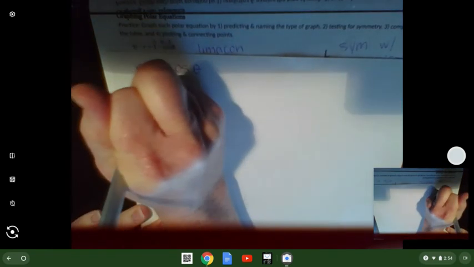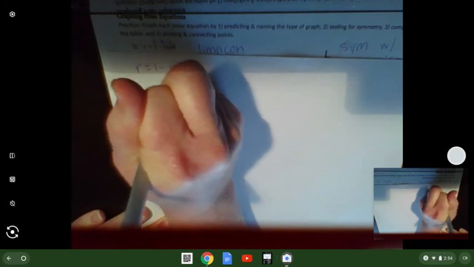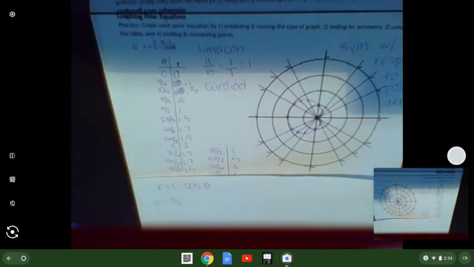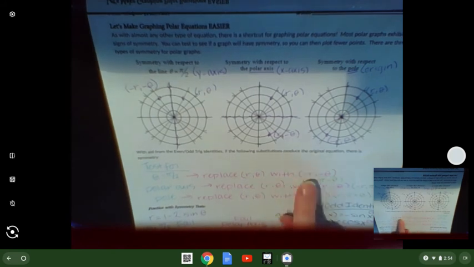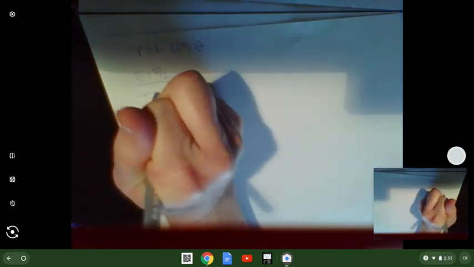So first symmetry test, theta equals pi over 2. Now again, we already know that we should fail this one. We better fail this one because we don't have it. Pretend for a moment that we've never seen this graph. So the symmetry test for theta equals pi over 2: we're going to replace r, theta with negative r, negative theta.